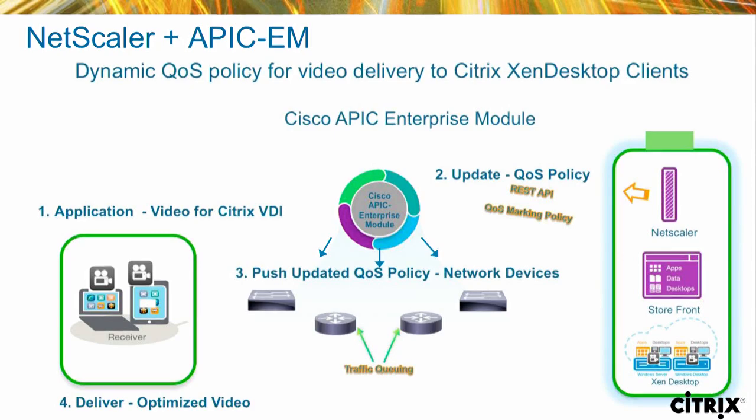So with APIC-EM, we're able to use NetScaler, which is the point of origin of these connections, because it's using NetScaler Gateway. It's the point of origin. It knows everything about the client. It knows everything about the session. And it's able to dynamically push a QoS policy to APIC Enterprise Manager, which then goes out and pushes them out to the appropriate switches, depending on where the client is being connected. So in the example, we've got the application, the QoS policy with the NetScaler pushing it to APIC, and that pushes it out to the appropriate networking equipment.